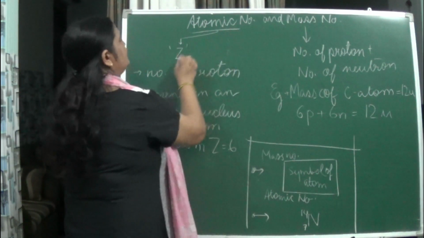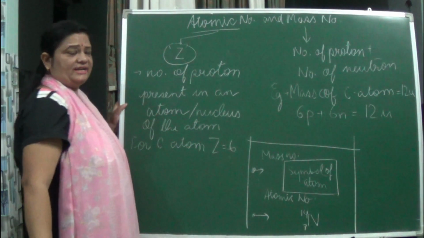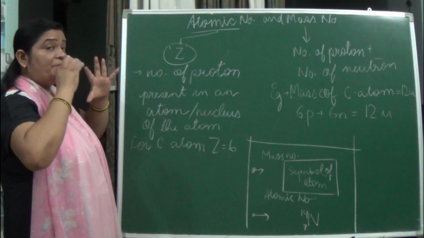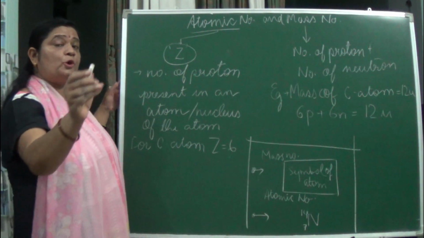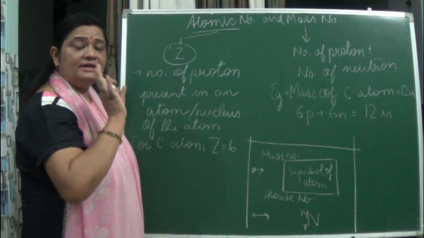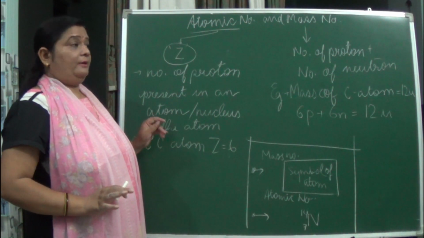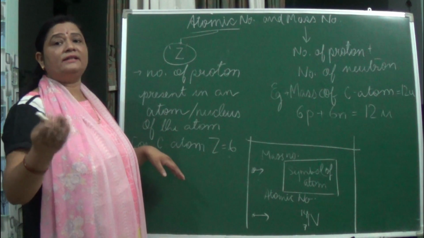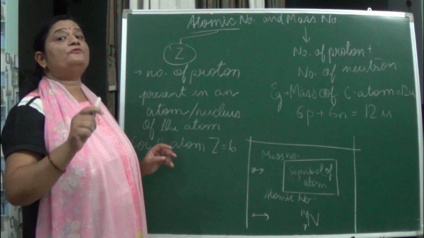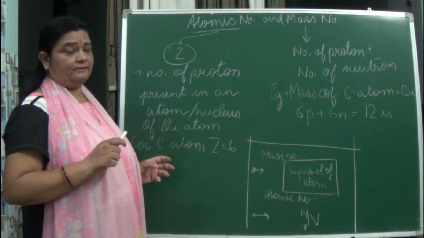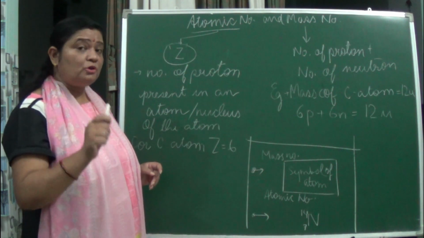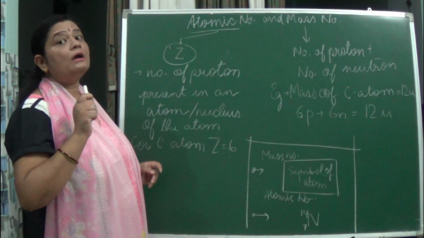Atomic number is represented by letter Z. Atomic number is the number of protons present in the nucleus of the atom. Don't get confused in saying that atomic number is the number of electrons present in the atom. No, it is equal to the protons present in the nucleus of the atom.